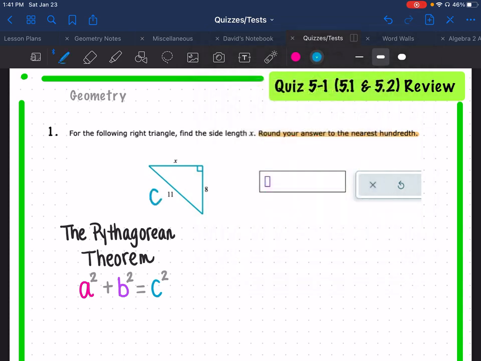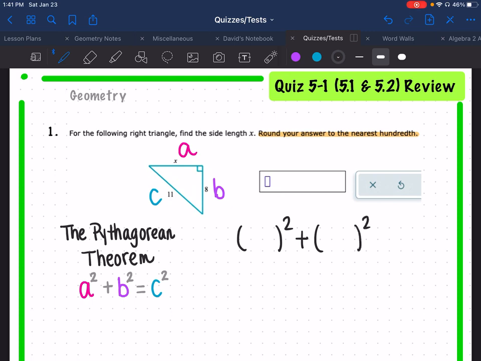My other two sides are A and B, and it doesn't matter where you place them. A and B are interchangeable. It's C that cannot change. C has to be the hypotenuse. Now you're just going to substitute in your A, your B, and your C values into the Pythagorean theorem.